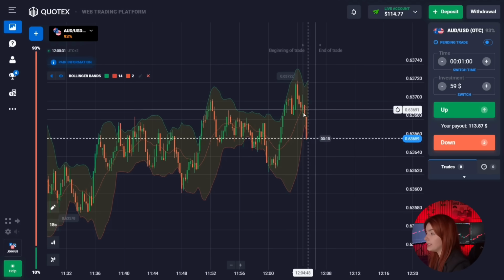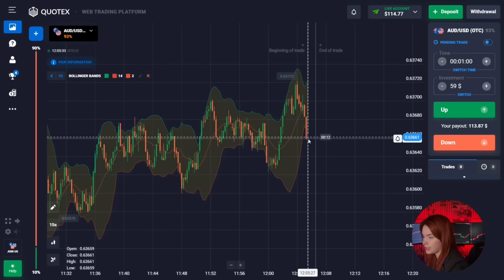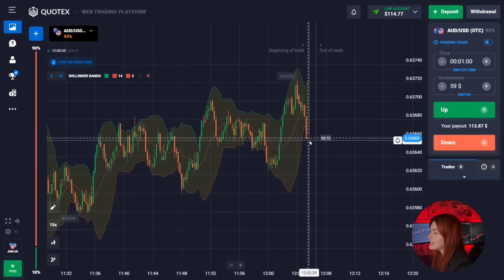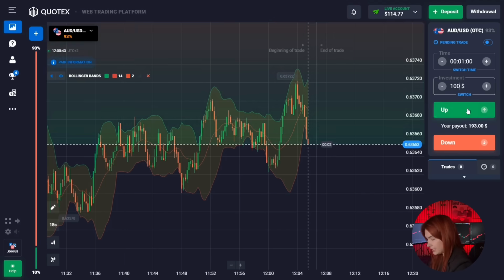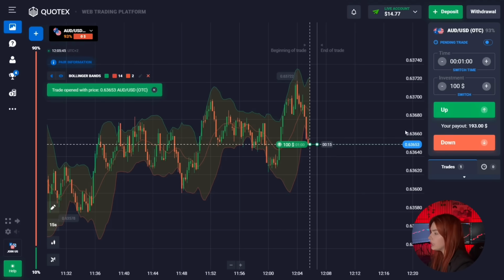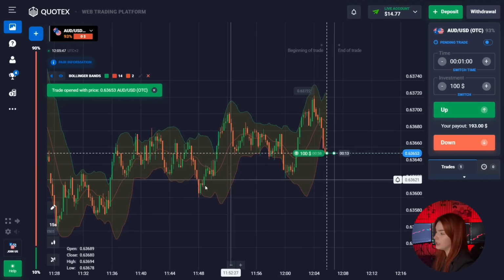Alright, I decided to open the next deal here on the same currency pair sometime later because I see that there has been a pullback downwards. Impulsive red candles have formed. At the same time, the price went beyond the lower limit of this indicator. So here we will open a deal for 1 minute to go up.